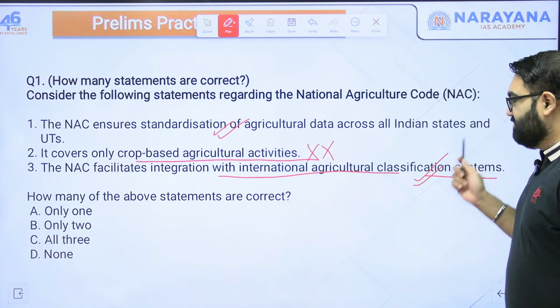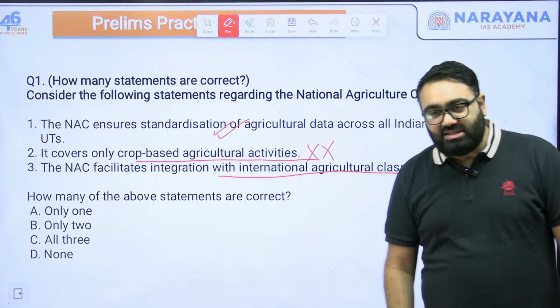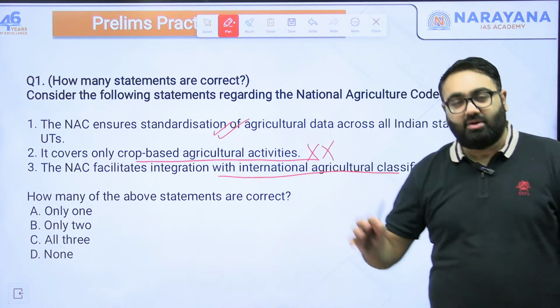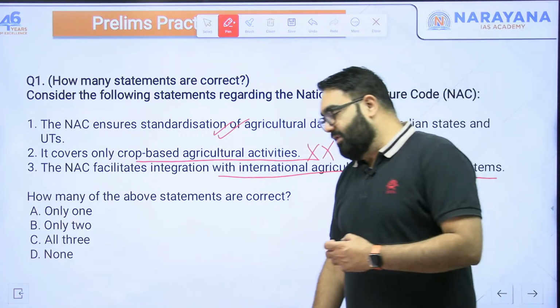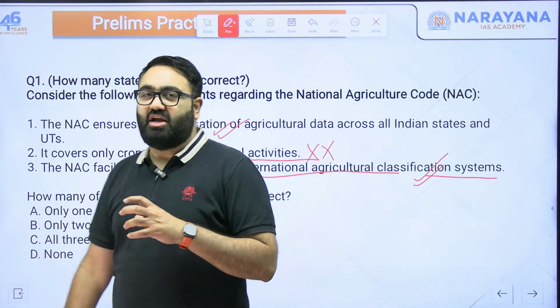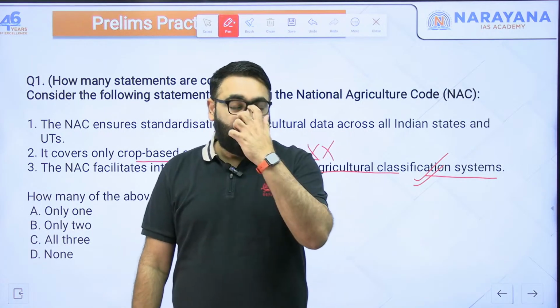Third, the NAC facilitates integration with international agriculture classification systems. Yes, that is what we just discussed. Because the BIS is a part of ISO, the International Organization for Standardization, the result will be that if a certification is given by BIS, it will be valid internationally.